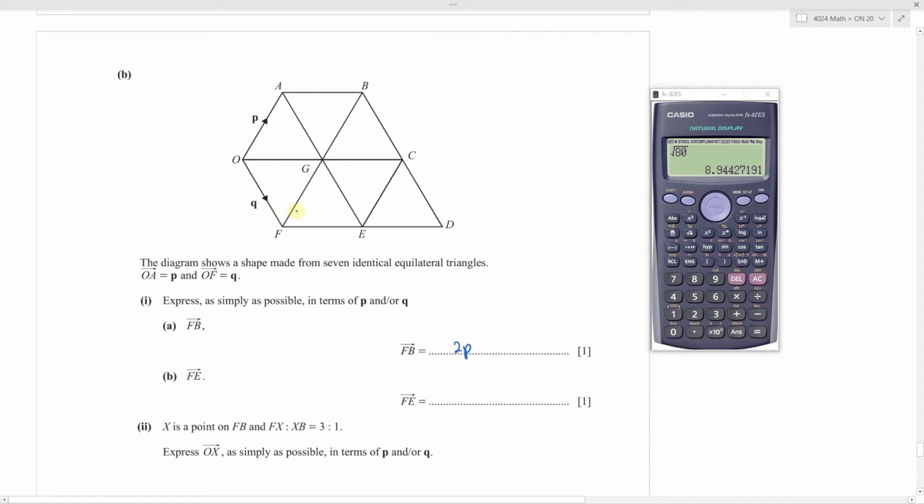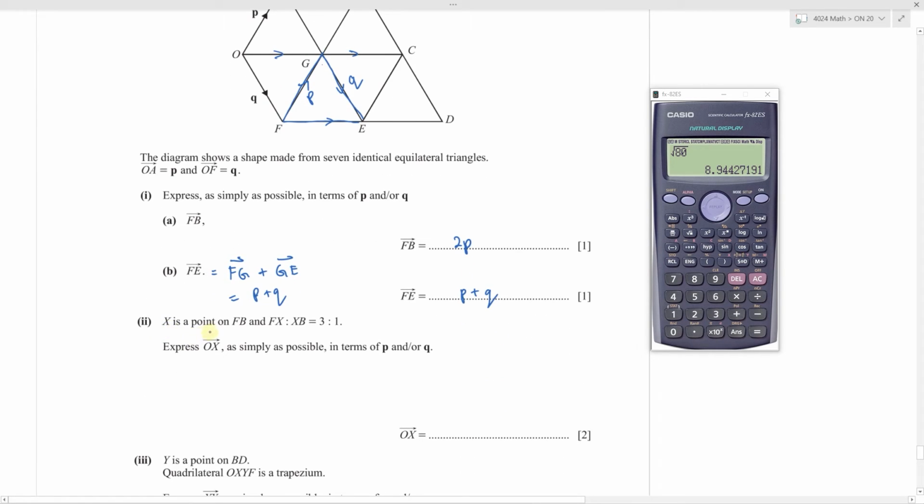The next part is FE. So FE is this vector. Since we are not given any values for vectors that are like this along the x-axis, we can calculate FE using the head to tail rule, which will be FG plus GE. So FE equals FG plus GE, and FG is the same as P and GE is the same as Q here. So this will be P plus Q.